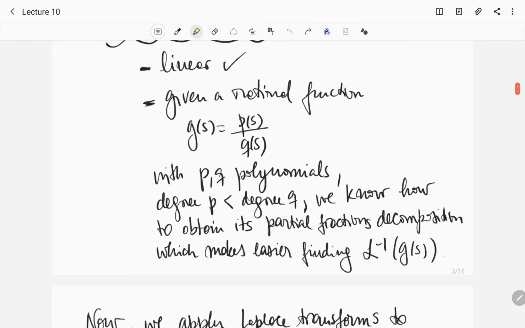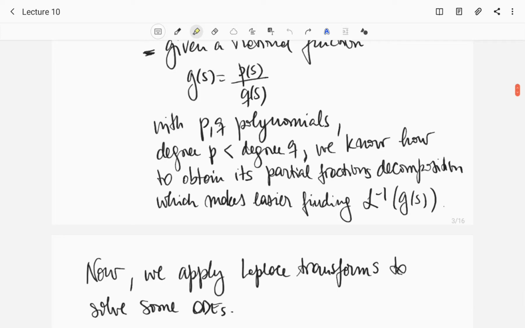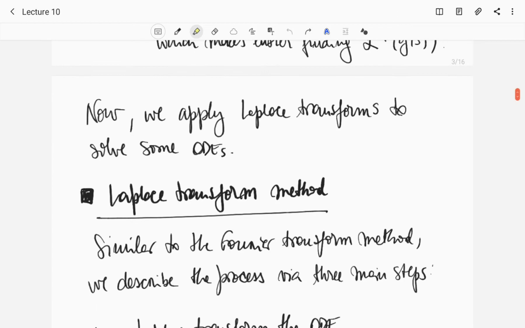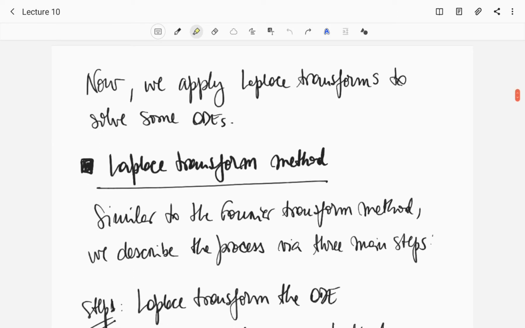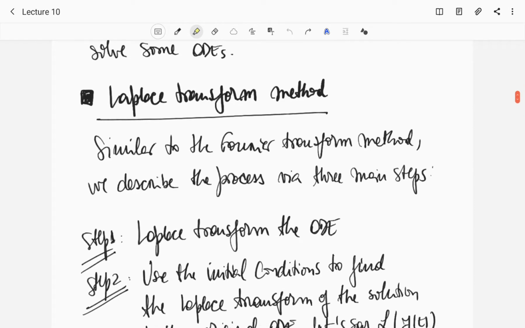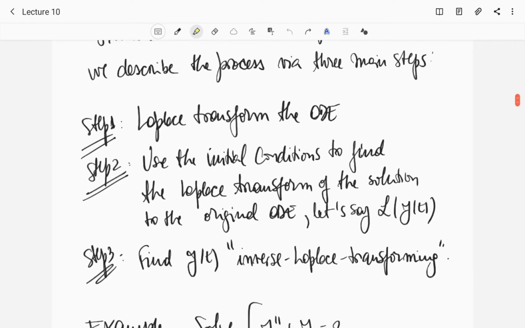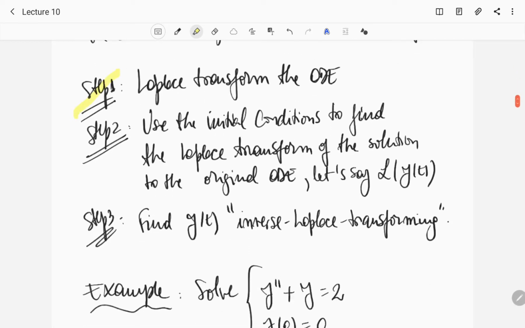Okay, so that was everything we learned last lecture, and now we apply all this knowledge to solve some ordinary differential equations. We call this method that we are going to see now the Laplace transform method. And as I said last time, this is super similar to the Fourier transform method. So we describe the process via these three main steps. Step 1, we Laplace transform the ordinary differential equation.